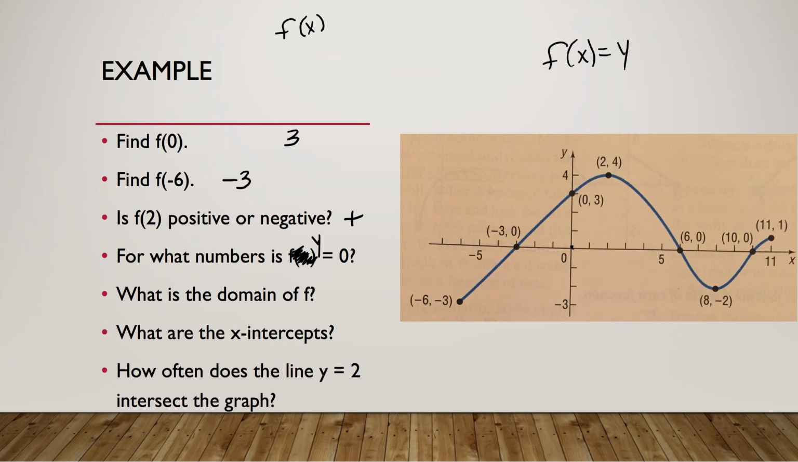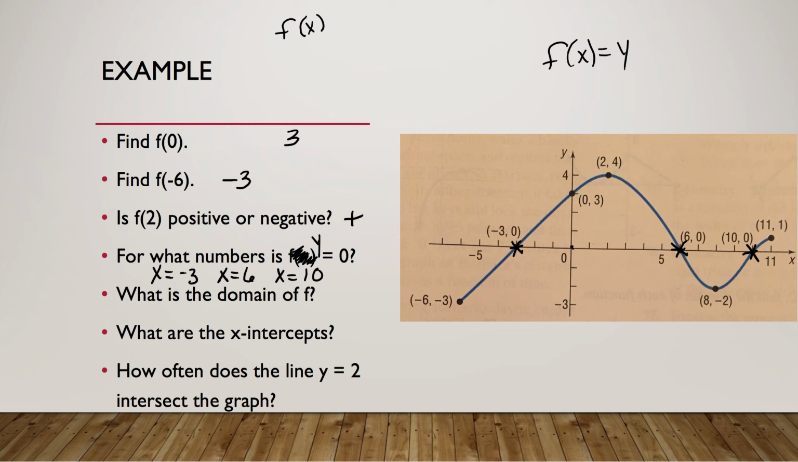Well, those numbers where the y value is equal to 0, those are my x-intercepts. So that's here, here, and here. Now, it's not actually asking for the x-intercepts, it's just saying for what numbers is y equal to 0. So that's going to be happening at x is equal to -3, at x is equal to 6, and x is equal to 10.